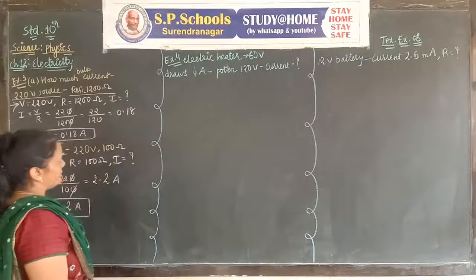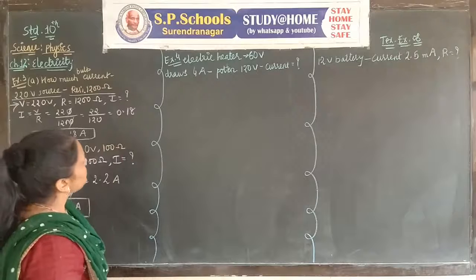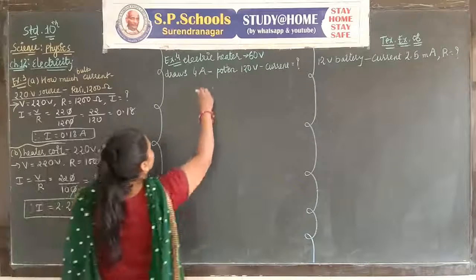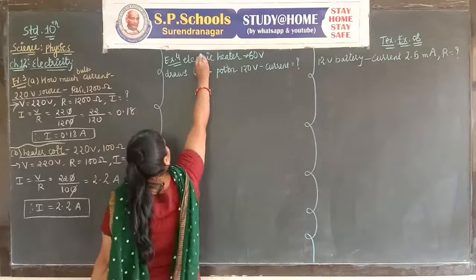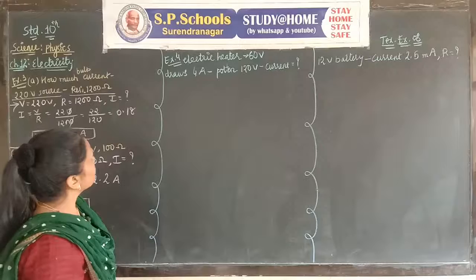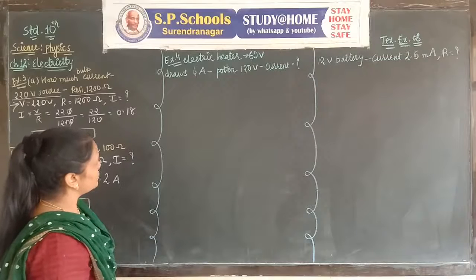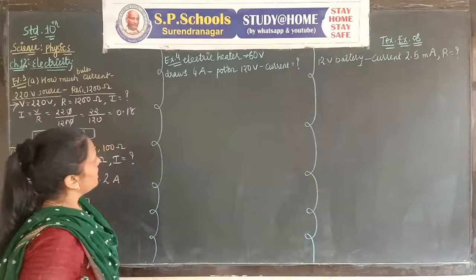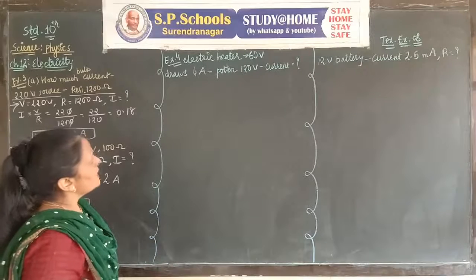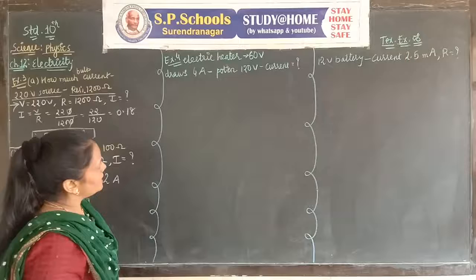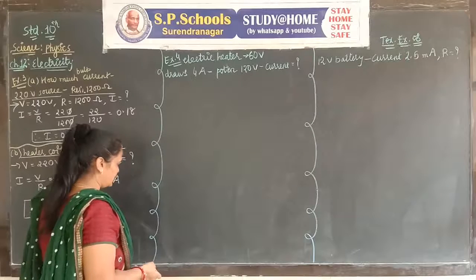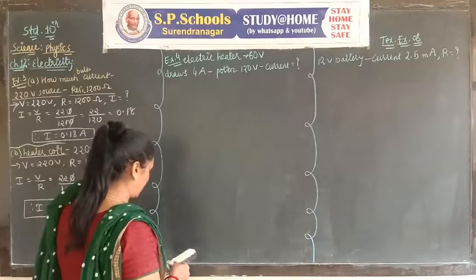Let's do another question. Exercise number 4. In an electric heater, the potential difference is 60 volt and it draws an electric current of 4 ampere. But when the potential difference is changed to 120 volt, how much current will be drawn? First we take the given information.